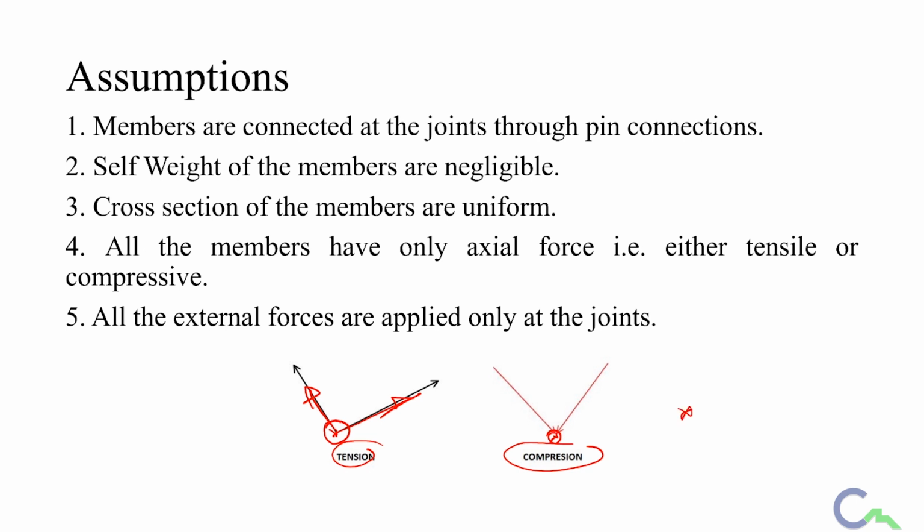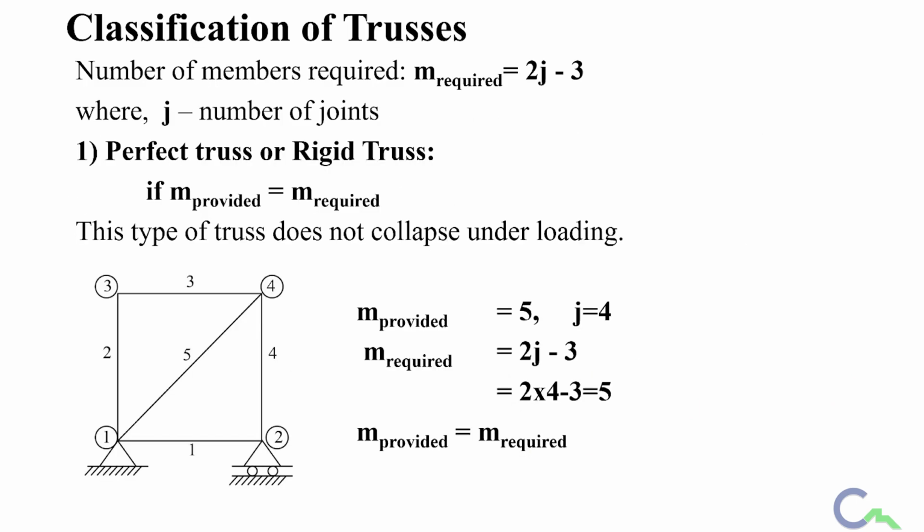For example, if I have one joint, if that member is trying to pull that joint, I can say that is tension. If it is going to compress that joint, then I can say that member is in compression. So the fifth assumption, all the external forces are applied only at the joint. In the definition also we have seen, whatever the load acting on the truss, it should be only at the joint.